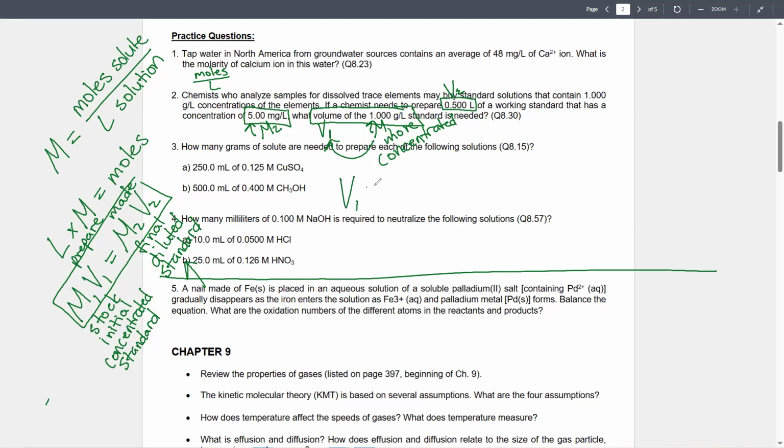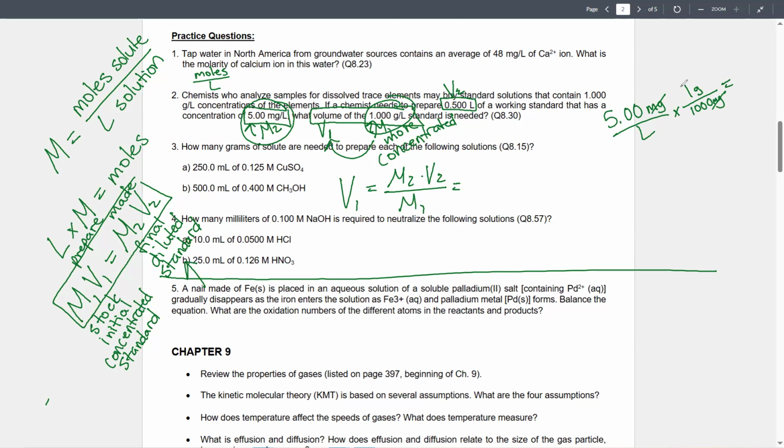So V1 equals M2 times V2 over M1. So M2, well, we have to have our molarities be the same unit or else we can't divide them by each other, right? So I'm going to turn my 5 milligram per liter into gram. There's 1,000 milligram in 1 gram. So that'll turn me into gram per liter. That matches my other value because we can't divide numbers that have different units.